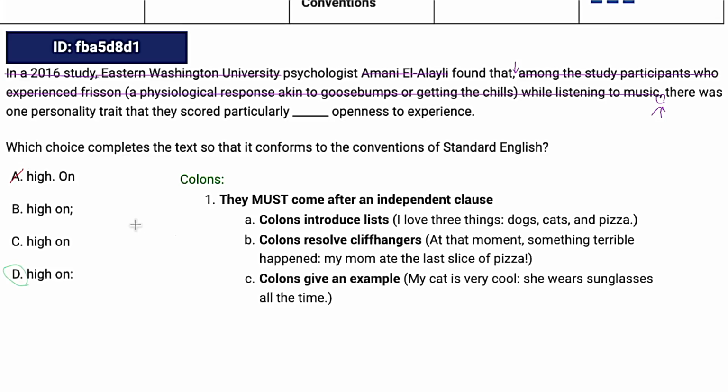That's not a full sentence. B, we've got a semicolon, which could separate two independent clauses, but openness to experience is not an independent clause. So B is not going to work. And then C, we have no punctuation, which is just a straight up run-on sentence. We definitely do need to separate those two independent clauses. So C is out as well.